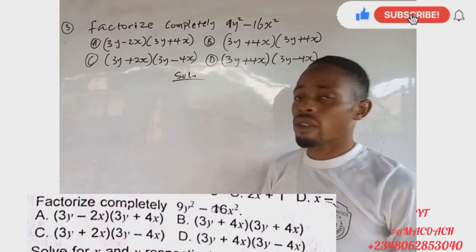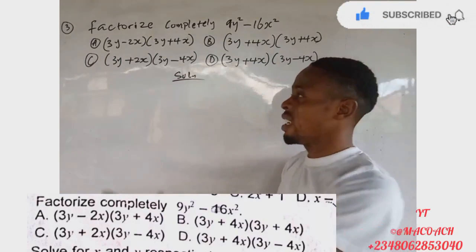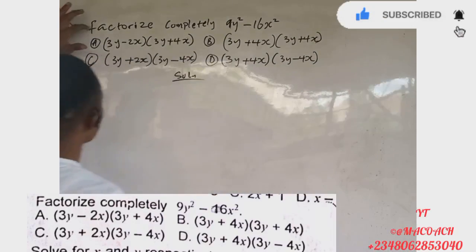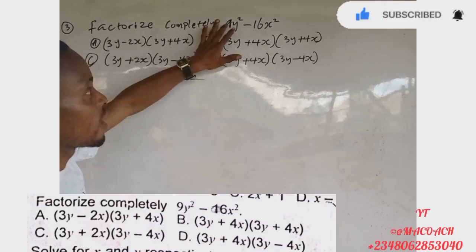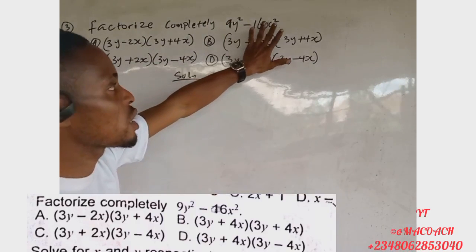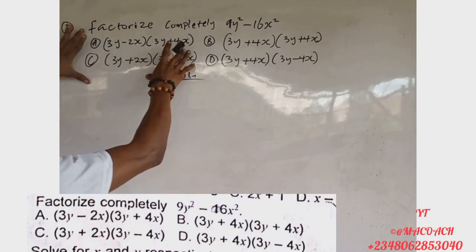Okay, this is question 3 for today's mathematics class. Okay, in this place, question 3 is to factorize completely 9y squared minus 16s squared. And these are our options we have here.